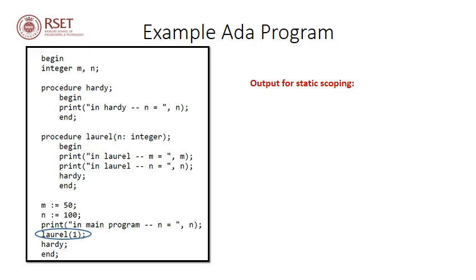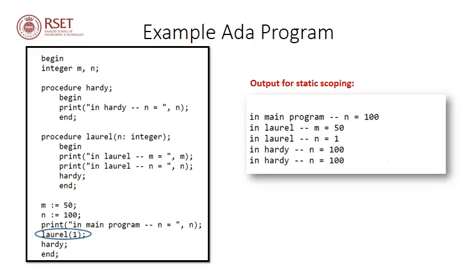This 1 gets assigned to the formal argument n in Laurel, and the scope of the global variable n becomes hidden. So whenever we refer to the variable n within Laurel, we will always be using the value of the argument n, which is 1.